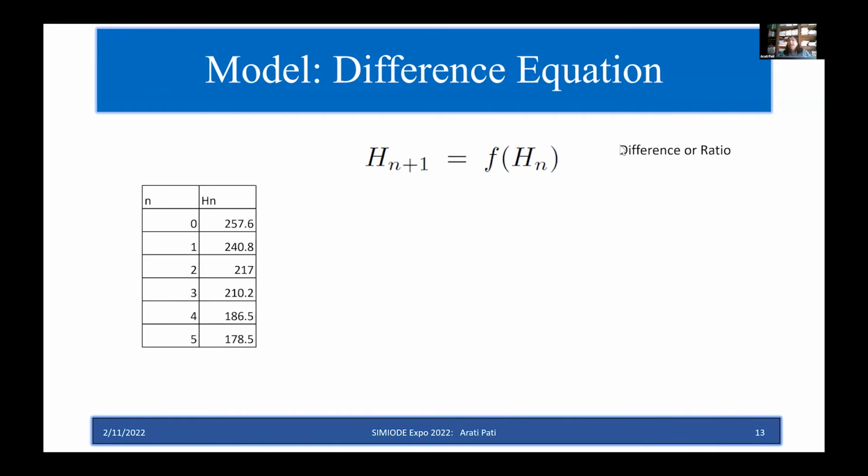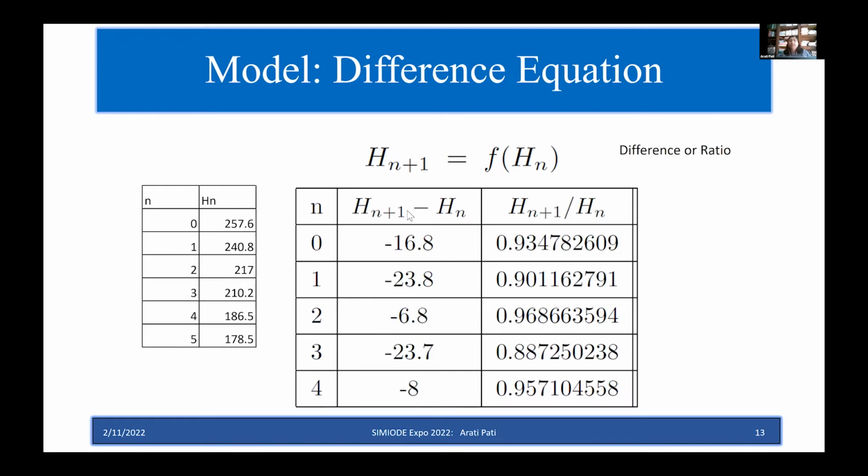I can write it in two ways: difference and ratio. So what is the meaning of difference? I'll take this new data and this old data, and find the difference between them. This minus this gives me minus 16.8 and so on. Or I can take the ratio of the new data to the old one. If I take this, I get these values.